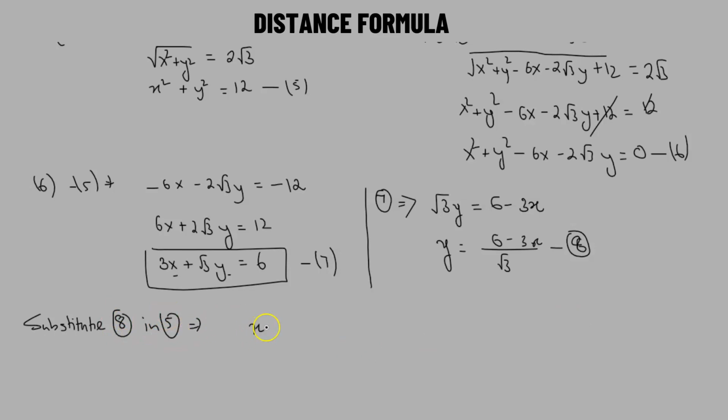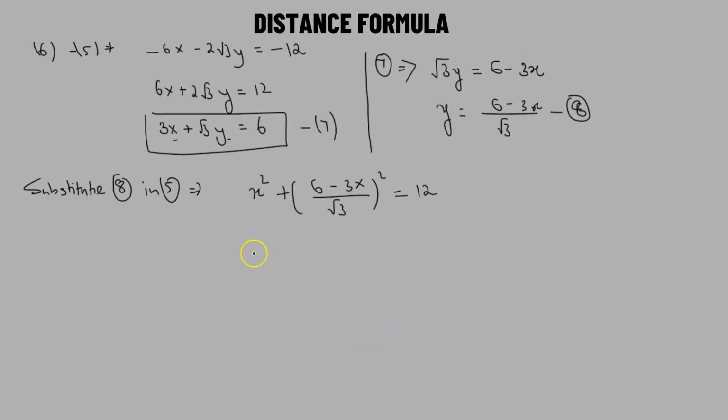So we are going to get x squared plus y squared, where y is 6 minus 3x divided by square root of 3, whole squared, equal to 12. Let's solve for x now. So we have x squared, added to it 6 minus 3x whole squared, that's 36 minus 36x plus 9x squared, whole divided by square root of 3 squared, that's simply 3. This will be equal to 12. Let's multiply throughout by 3. So we get 3x squared plus 36 minus 36x plus 9x squared equals 12 times 3, which is 36.